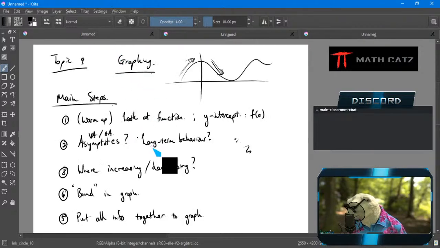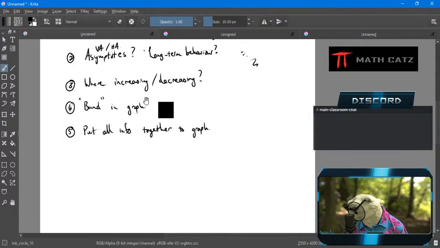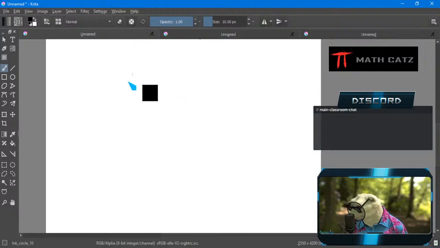Actually, what I'm going to do at the bottom of this, we're just going to have to put up with this black square. I'm not sure where that guy's coming from. There we go. Gone.